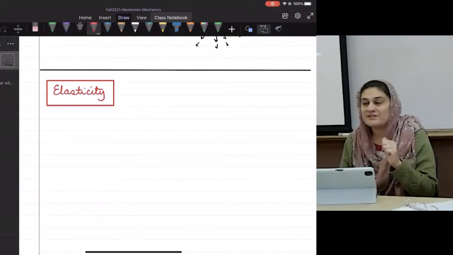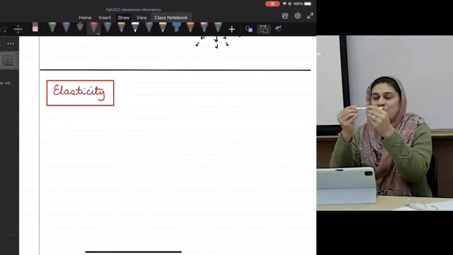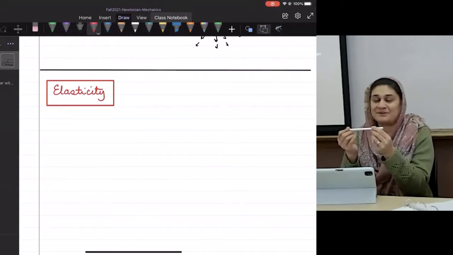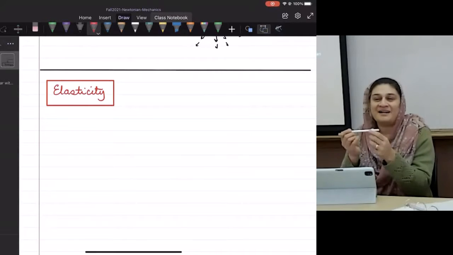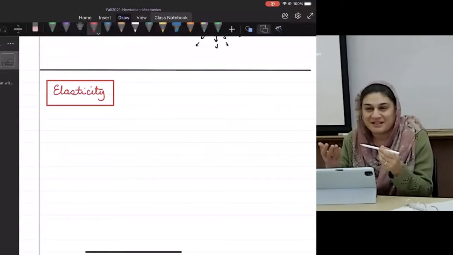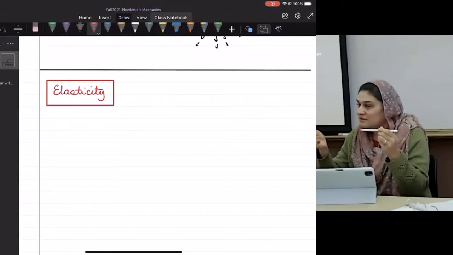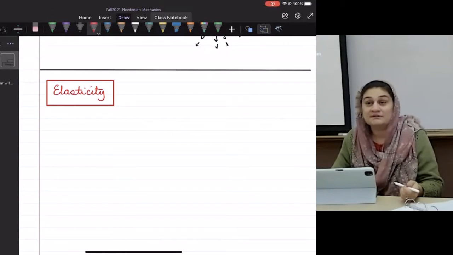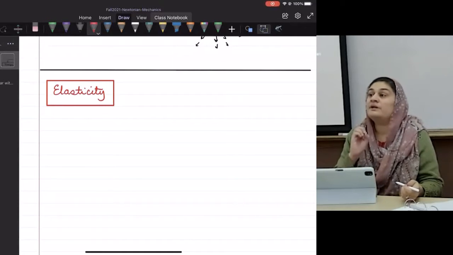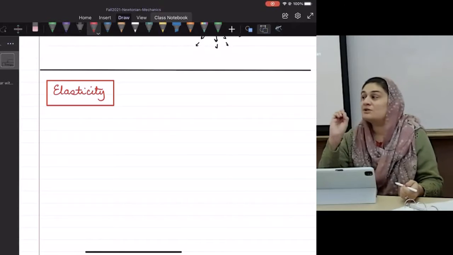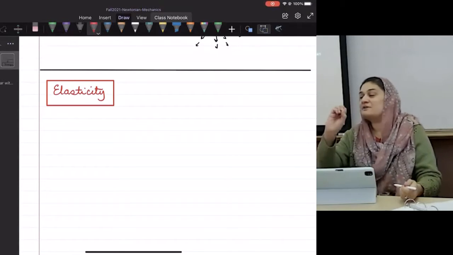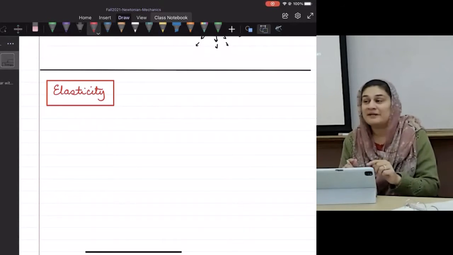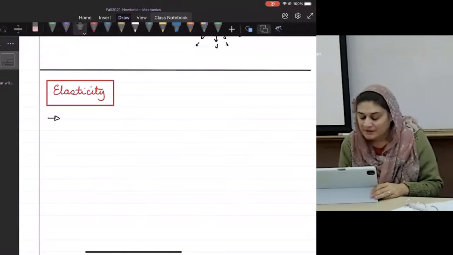Make sense? So for example, if I take this pen and I break it, what will happen? You're going to cry. Well, yeah, I'm going to cry because it's really expensive, but beyond that, it won't be fixable. But if I had an elastic band and I stretched it, I could stretch it a lot and it'll still come back to its original, right? So elasticity is that property of a solid which allows it to come back to its original state after it has been deformed. Good?